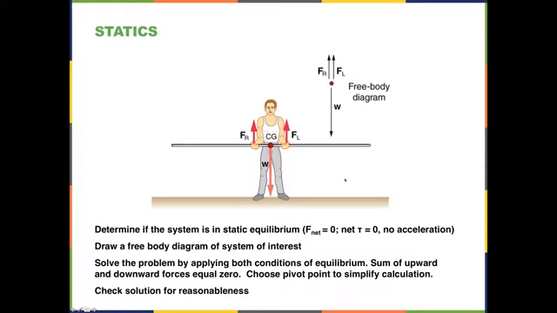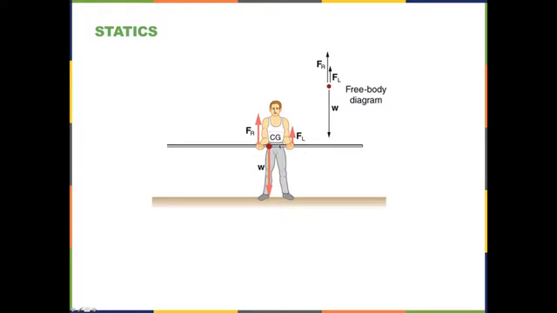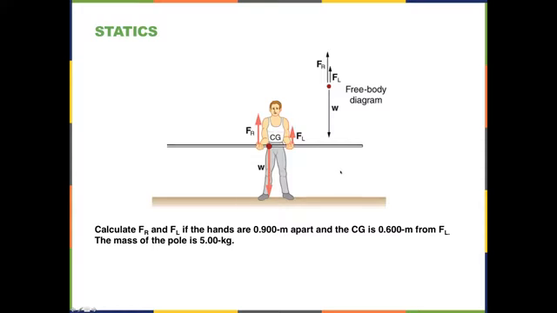And then you look at the solution and make sure it's reasonable. So here's another situation. Now it's a little different because we moved this over just a little bit. It says calculate Fr and Fl if the hands are 9/10 of a meter apart, and the center of gravity, which is right here, is 6/10 of a meter from Fl. And the mass of the pole is 5 kilograms. So Fl plus Fr has to equal the weight of 5 kilograms.